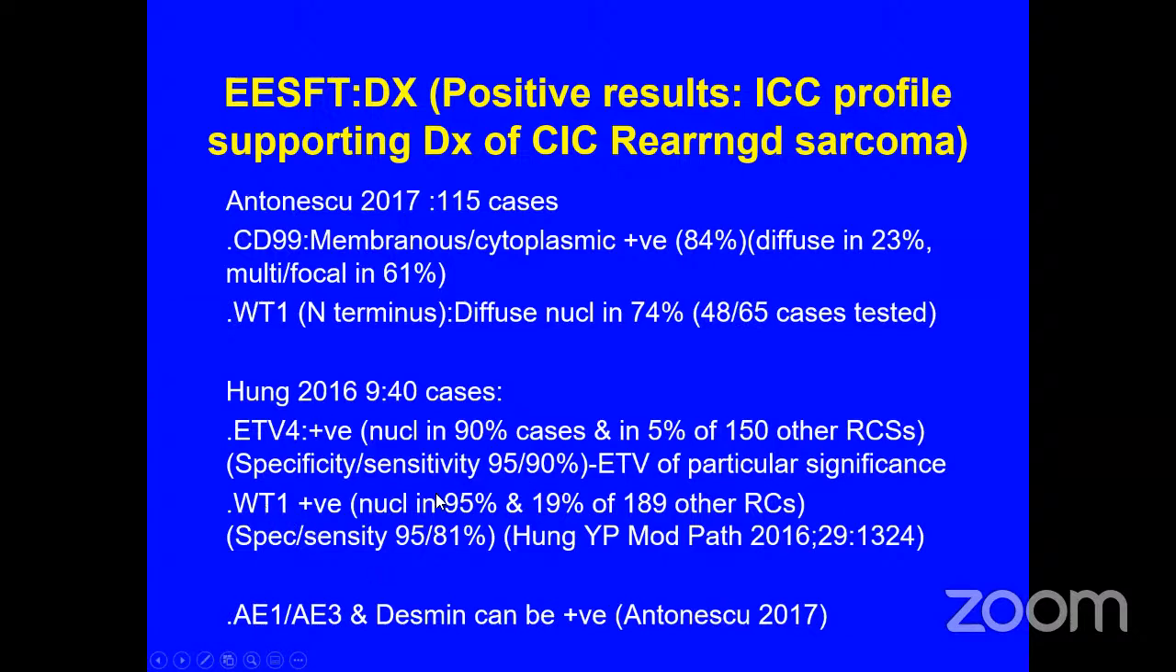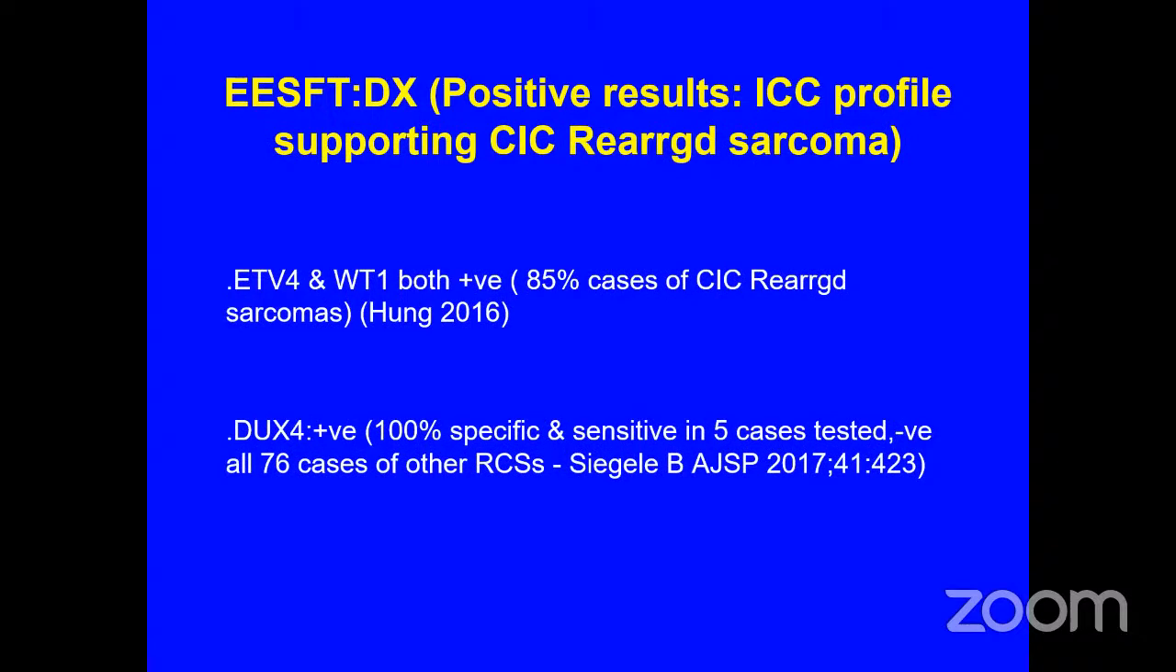And WT1 is positive in 95% of the tumors studied in one series mentioned in this article. And so it has a specificity of 95% and a sensitivity of 81%. So these are pretty good positive markers, mainly WT1 and ETV4. Two other markers have been mentioned in the literature, that is the epithelial marker and the muscle marker. So the most important markers for this tumor, CIC-rearranged sarcoma, are ETV4 and WT1.